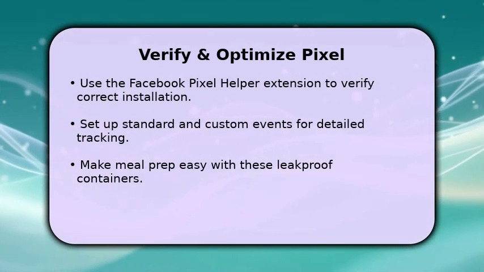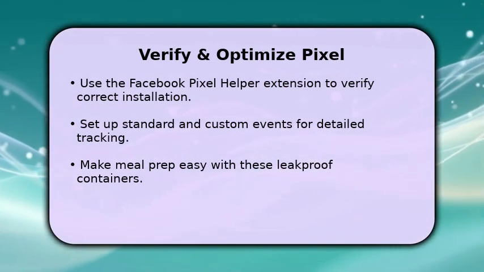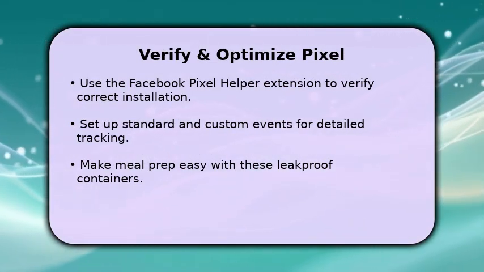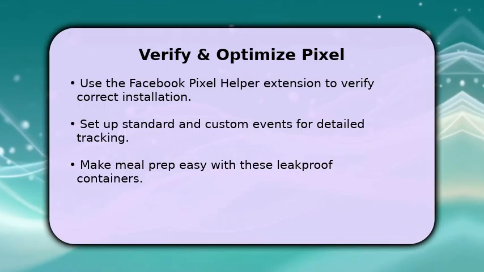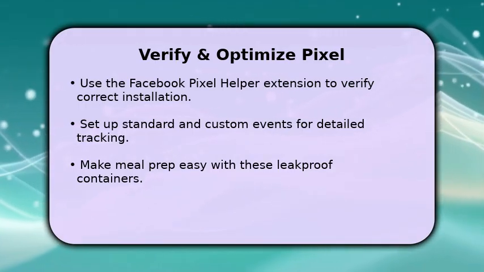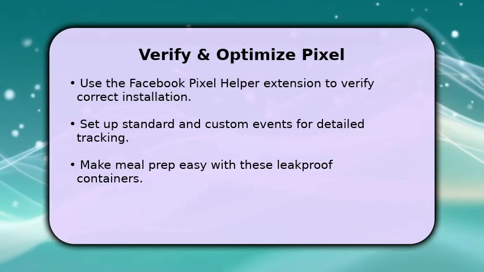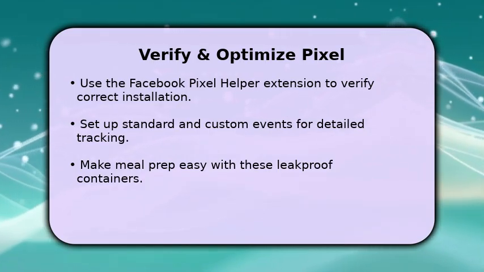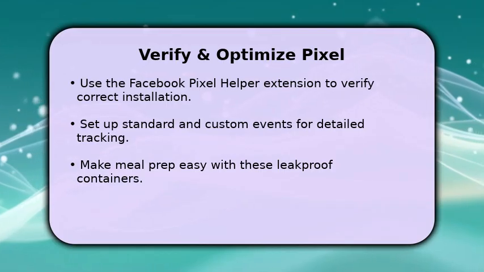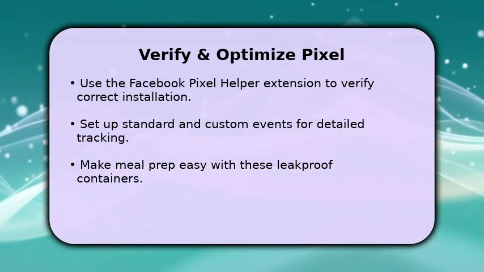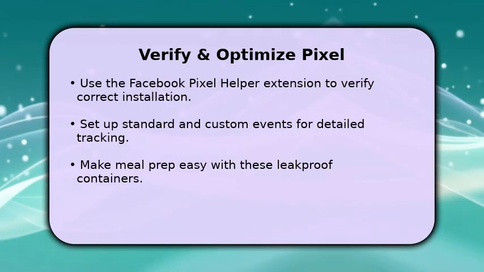Finally, verify your pixel and set up events. Install the Facebook Pixel Helper browser extension to confirm your pixel is firing correctly. Then, configure standard events like Add to Cart or Purchase, and create custom events for specific actions. This detailed tracking is vital for powerful ad targeting.